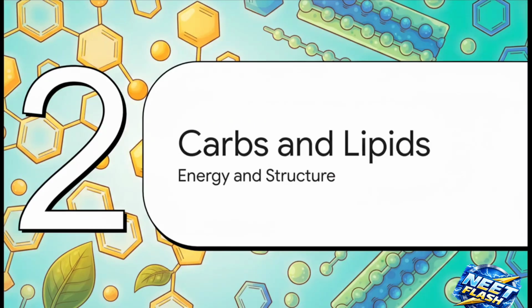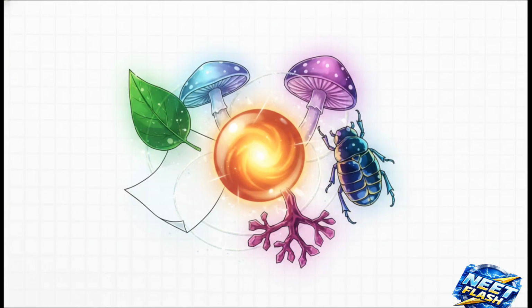Moving right along to Section 2, carbs and lipids. Carbohydrates are your classic biological fuel and building materials. You've got glucose, which is the single most abundant organic compound on Earth and the main engine fuel for our cells.